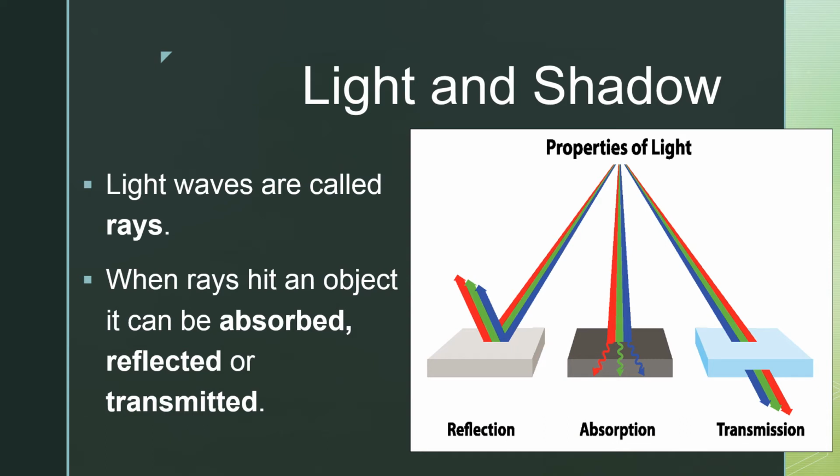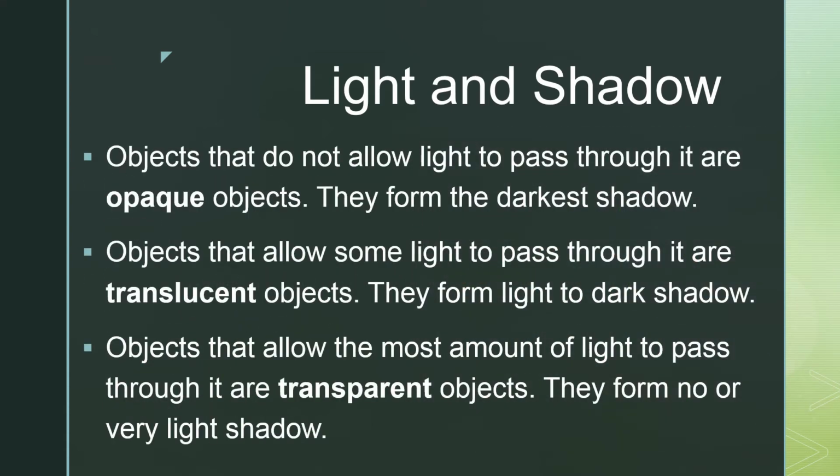Light and shadow. Light waves are called rays. When rays hit an object, it can be absorbed, reflected, or transmitted. Objects that do not allow light to pass through it are opaque objects. This means that these objects absorb light. They form the darkest shadow.